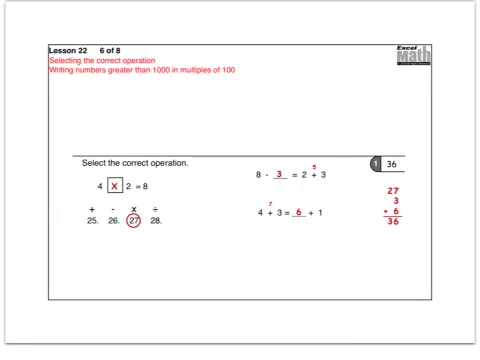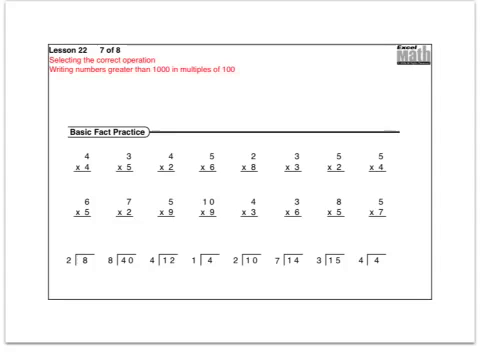The last problem there. And then we have some math facts to do. So I want you to pause the video, do these math facts, turn it back on when you're ready to see what the answers are. And do them as fast as you can.